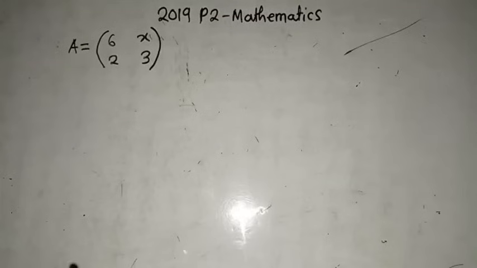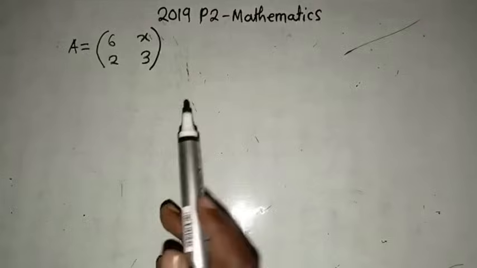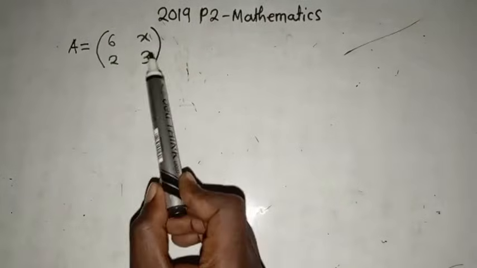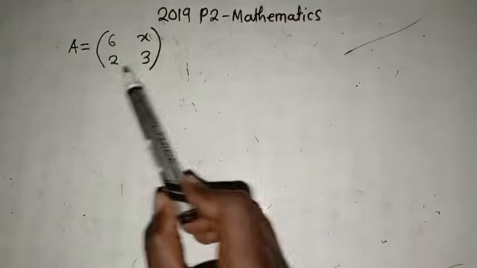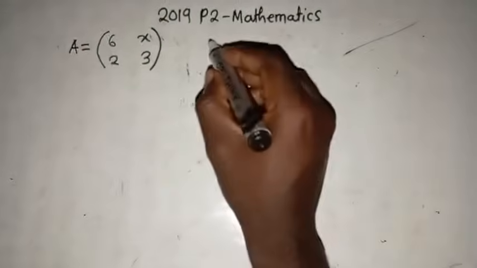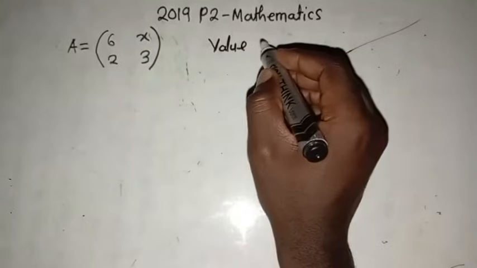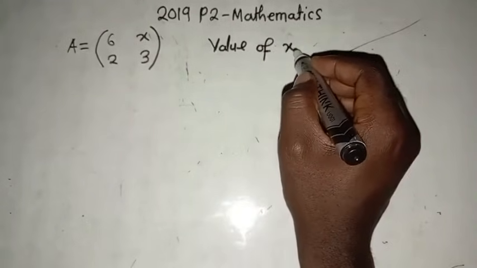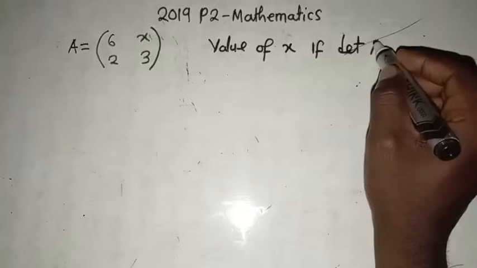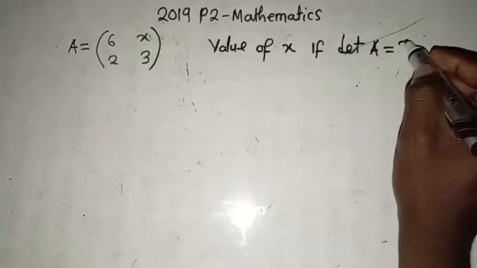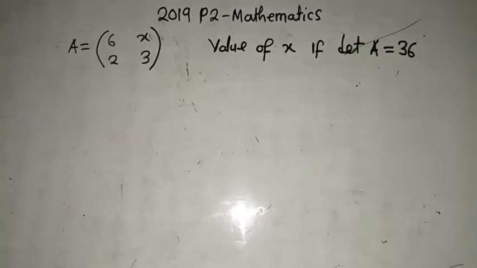The first question is under matrices. The question is telling us that if A is equal to this particular matrix, you are told to find the value of X. So they are telling us to find the value of X if the determinant of matrix A is equal to 36. So if you are connected, make sure we are revising through these questions together. You are writing down in your book.